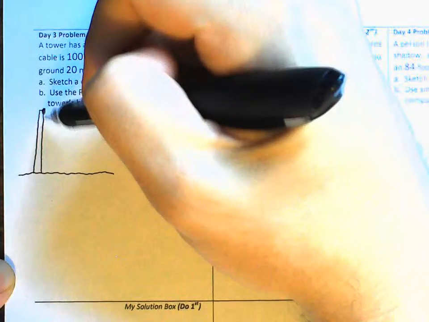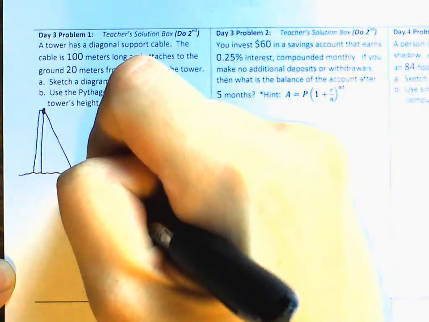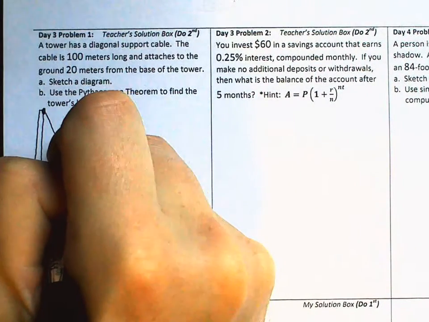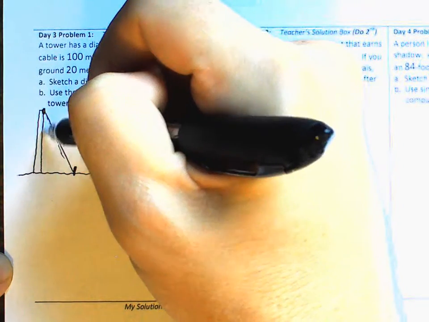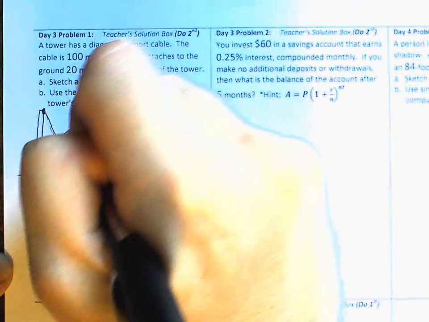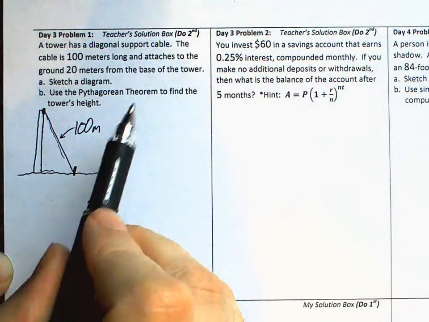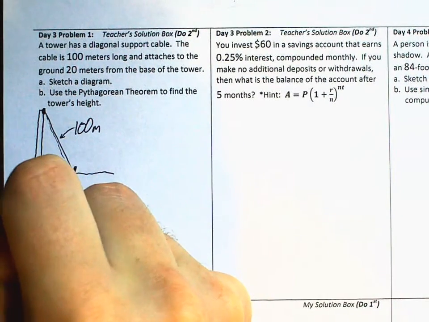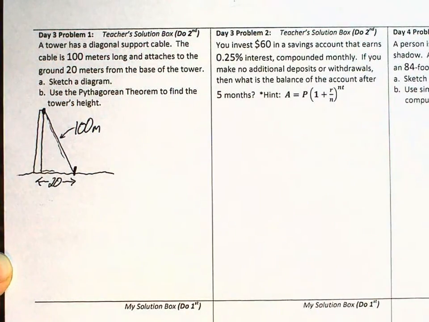And then we're told it's a diagonal cable, so it comes down diagonally and then attaches into the ground right there. And we're given some measurements. The cable is 100 meters long. So that line right there, that side of this right triangle, is the 100 meters. And the cable attaches 20 meters from the base of the tower. So it's the bottom of the triangle that gets labeled 20 meters.